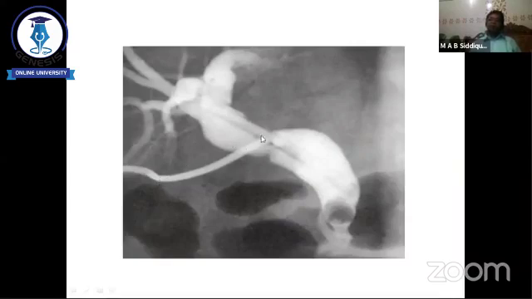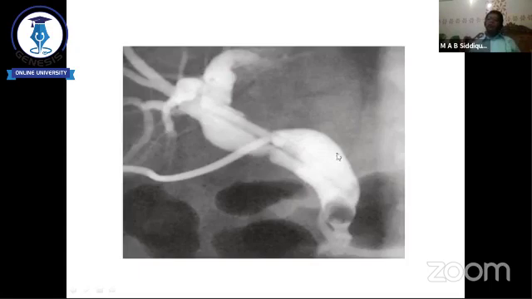This is the T-tube, and this is the biliary tree. The gallbladder is already resected, and if you look carefully, this CBD is dilated, and there is a negative shadow, or signal void area, in the lower CBD that indicates a missed or retained stone.